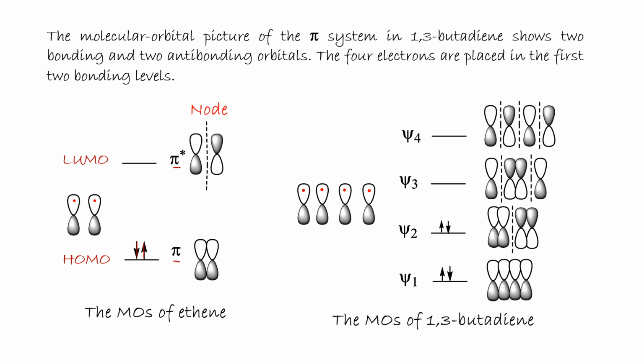In the 1,3-butadiene system, we have 4 p electrons, and these orbitals build up 4 molecular orbitals: psi1, psi2, psi3, psi4. We fill psi1 with 2 electrons and psi2 with 2 electrons. That's it, 4 electrons. That's why we call psi2 the HOMO and psi3 the LUMO. Okay?